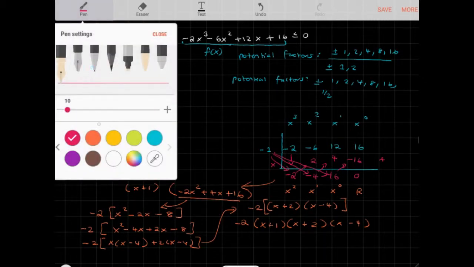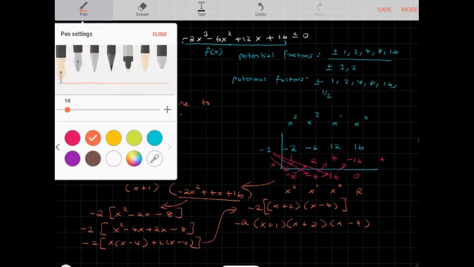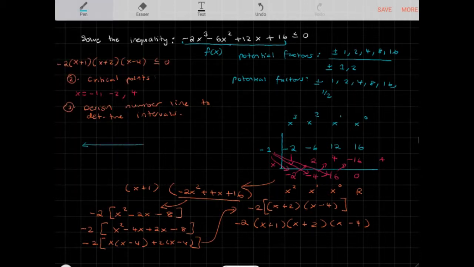Okay, after you find your critical points, then what you want to do is you want to design your number line to determine the intervals. Right, so we need to determine our intervals before we actually design our table of intervals. So to do that, I'm going to design my number line, which is this. And because it's less than or equal to 0, it's going to be inclusive of the critical points. So this is negative infinity. This is negative 2, negative 1, positive 4, and positive infinity.